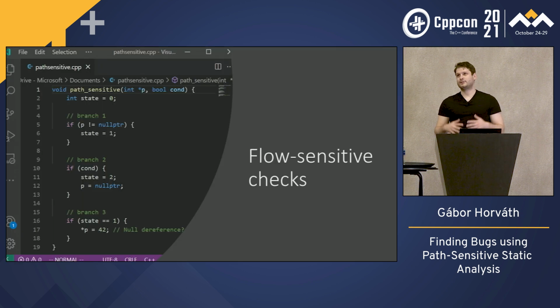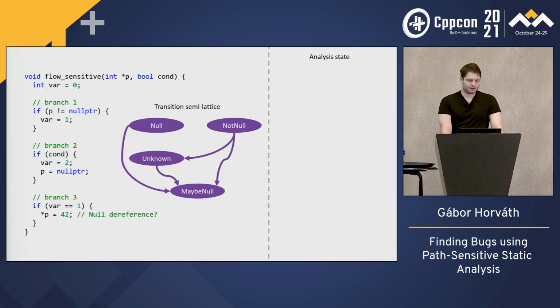There are three main categories of analysis. One is the flow insensitive analysis, that is type checking. For example, it is an error to assign a string to an integer variable, and it is an error regardless of what is happening before or after that statement. So it is not sensitive to how the code execution flows. There are the flow sensitive checks that I will introduce in a moment, and the path sensitive checks that I will introduce after that.